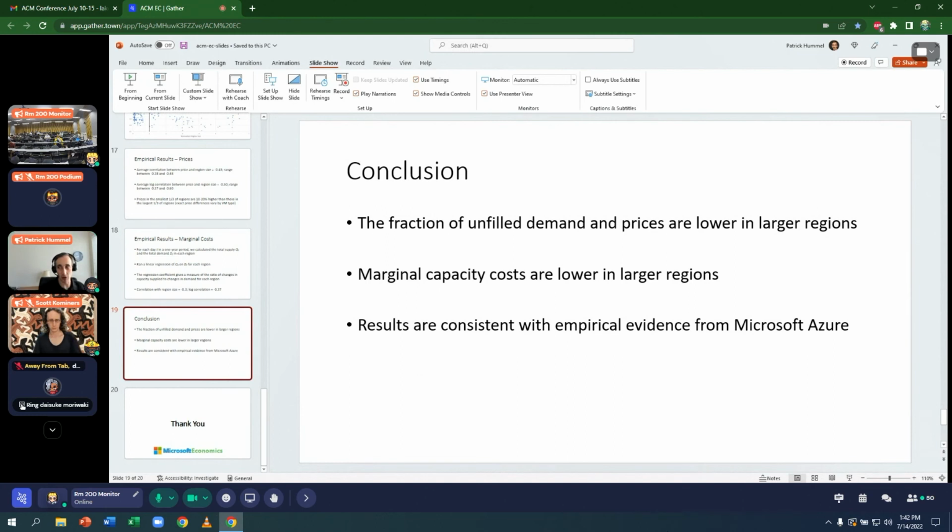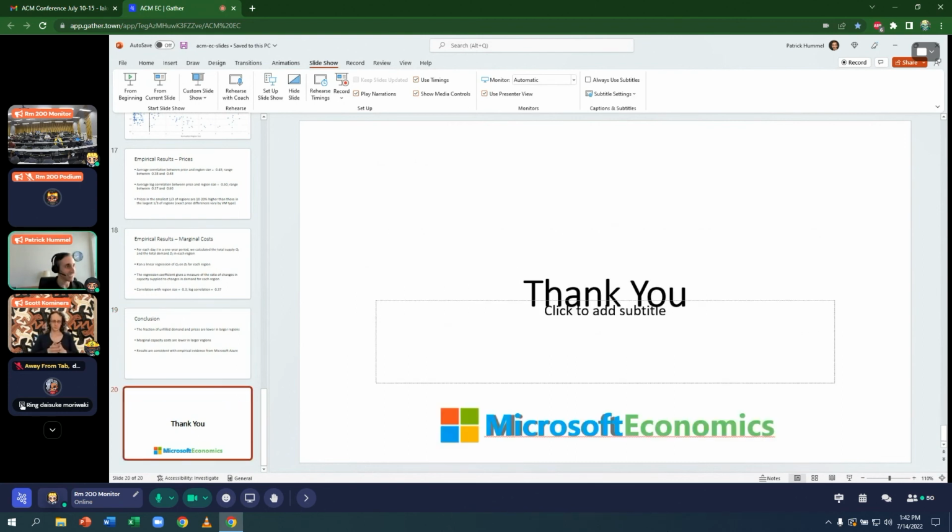Okay, and so to wrap things up, in this work, we found theoretically that the fraction of unfilled demand and prices will be lower in larger regions, and that the marginal capacity costs will be lower in larger regions. So if a cloud provider can go to either a large region or a small region, it's better for the cloud provider if that customer goes to a large region. And these results are consistent with empirical evidence that we find from Microsoft Azure. And that's the presentation. I'm happy to take your questions.